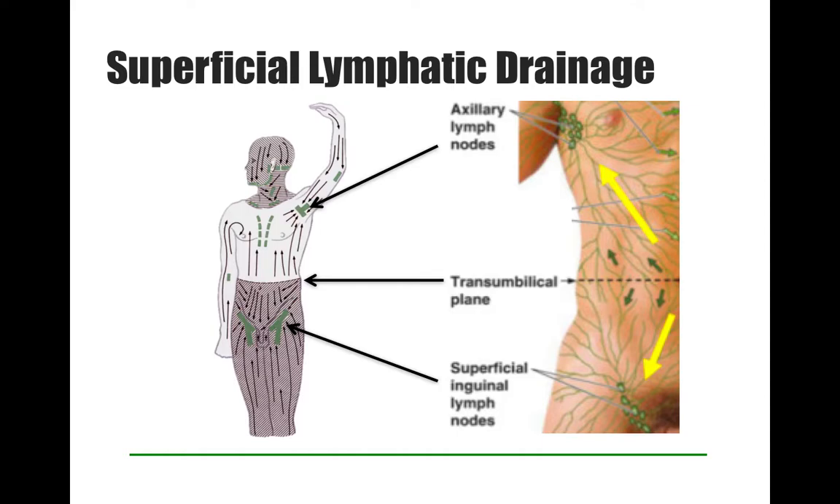Those superficial inguinal lymph nodes are then going to drain to the deep inguinal lymph nodes, which will then carry all of that lymphatic drainage up through the thoracic duct and then into your left venous angle, where it can then be recirculated into the system.